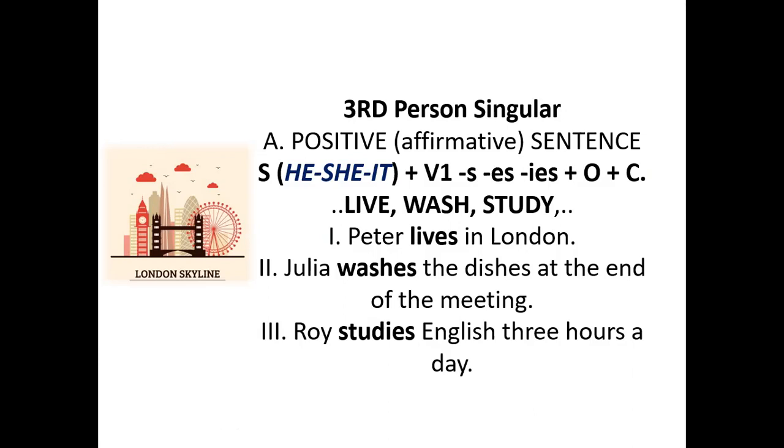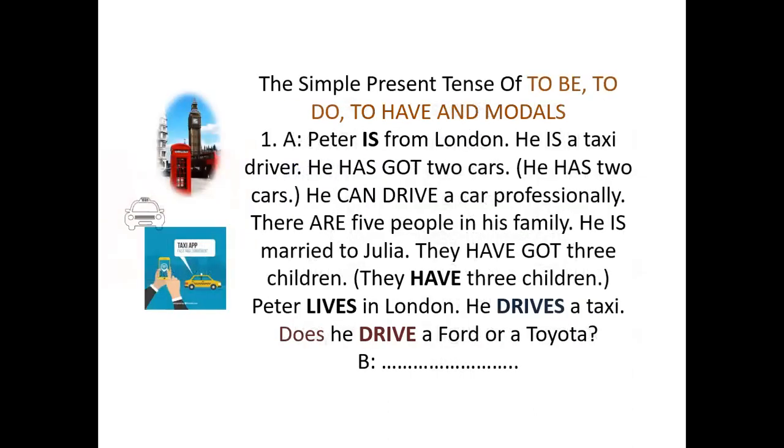It will be like this, of course. There are a lot of verbs in English. We will see the list of them as well. Let's compare the simple present tense of to be, to do, to have, and modal, and try to see the differences between them. For example, Peter is from London. To be sentence, present tense, not past. The past of to be is was, were. We will learn it.